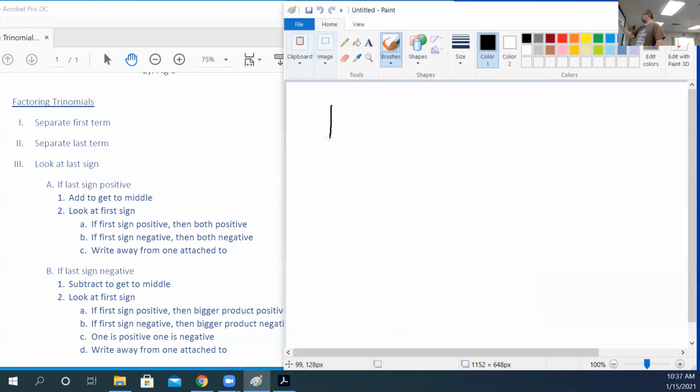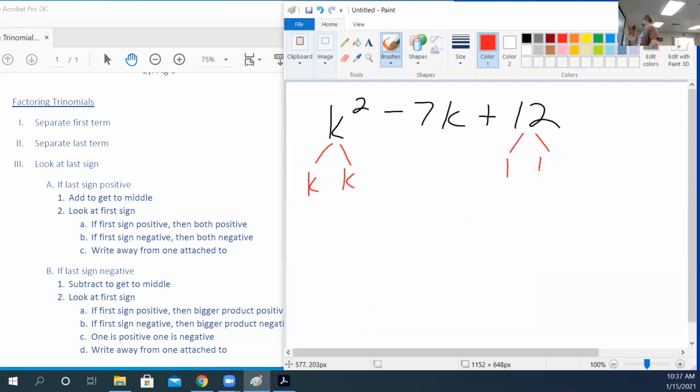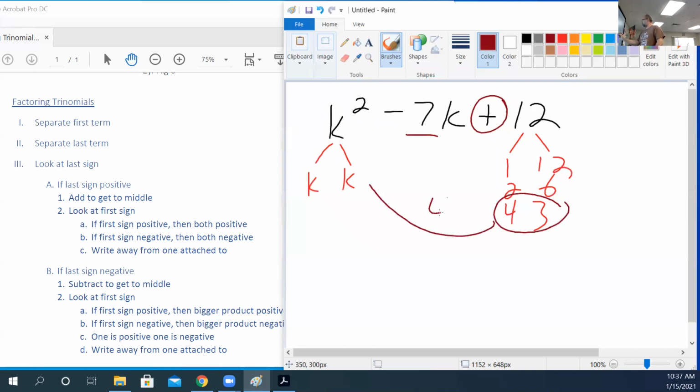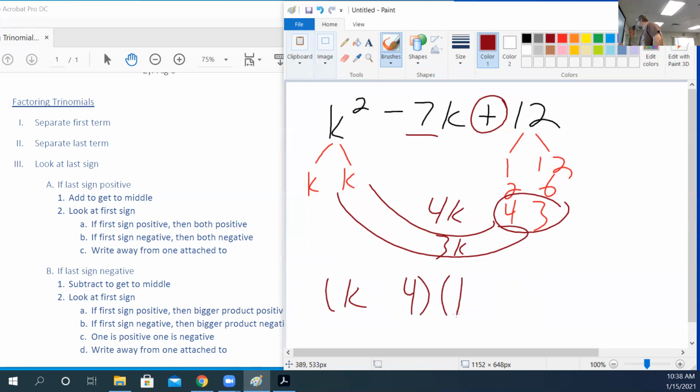Okay, we got k squared minus 7k plus 12. Alrighty, same thing, right? Start off with separate the first term, k and k. Separate last term, 1 and 12, 2 and 6, 4 and 3. We see the last sign is positive, so that puts us in group A. Group A says we're going to add to get the middle. So we're trying to get to 7. So the only ones that do that is 4 plus 3. 4K and 3K. Put it in our last little pieces here.